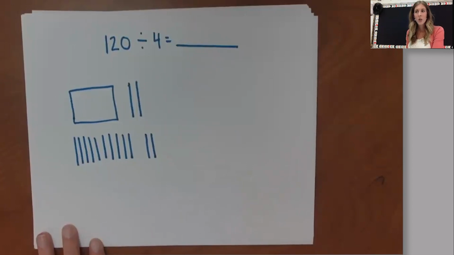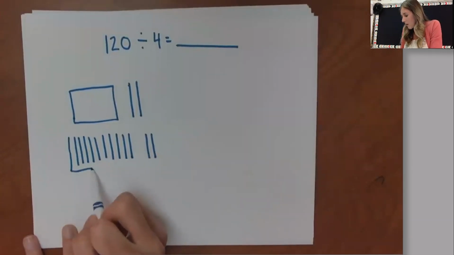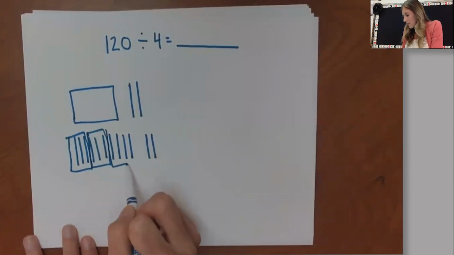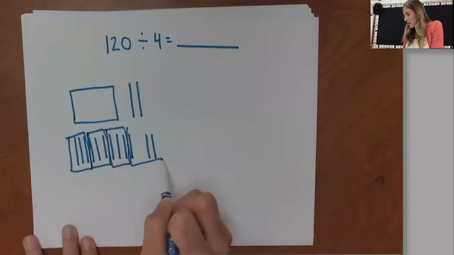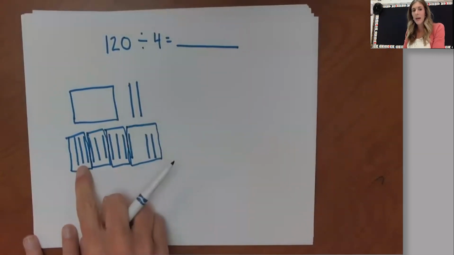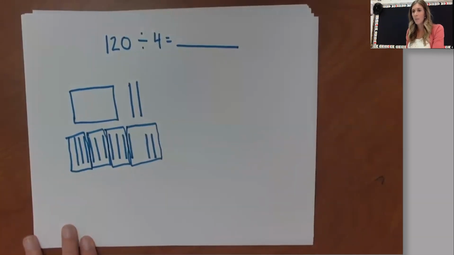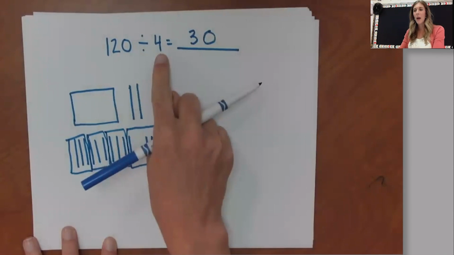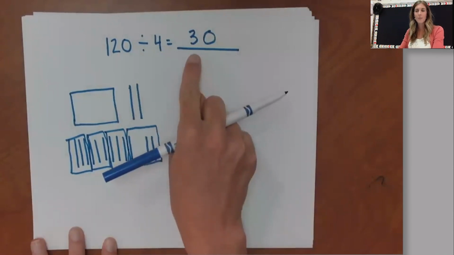How many did you get in each group? I heard 3 tens. Excellent. 1 group, 2 groups, 3 groups, 4 groups with 3 tens in each group. And we know that 3 tens is the same as how much? 30. Very good. So we know that 120 divided by 4 is equal to 30.